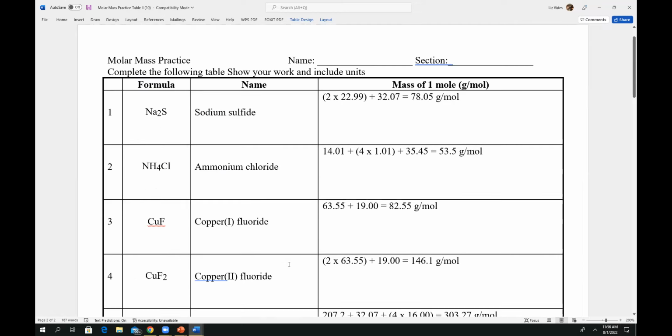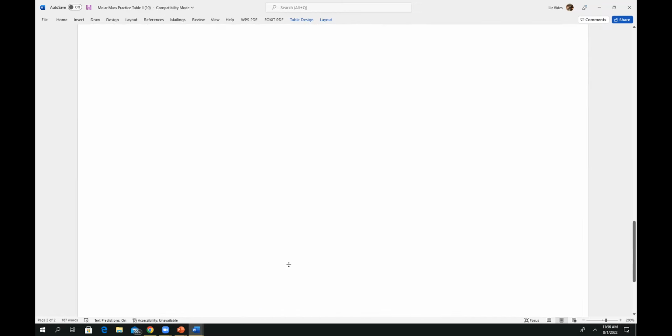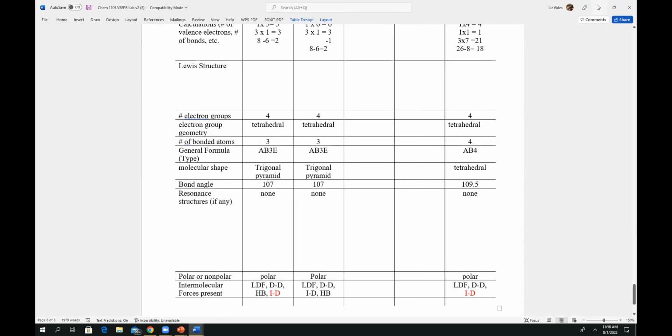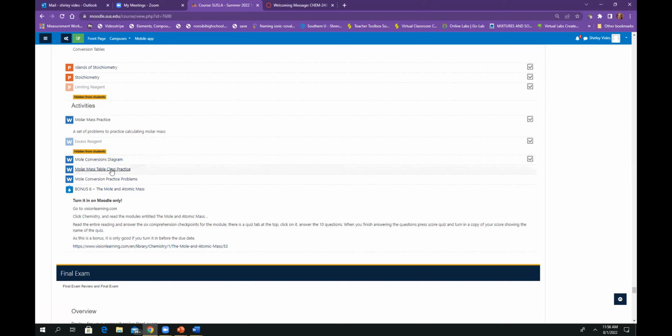So that's how you do molar mass. Molar mass is pretty simple. Now, why do we need molar mass? Well, we need it for moling, anything that we have to do mole conversions. Okay, so we're going to do a diagram here that's going to help you convert.